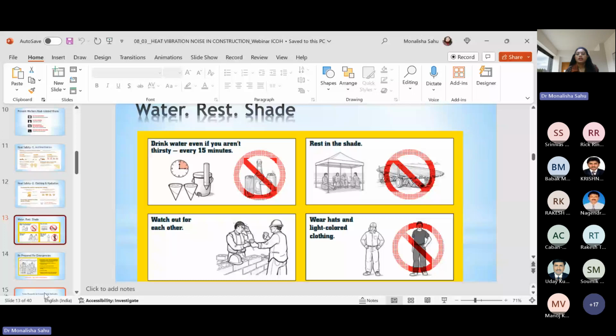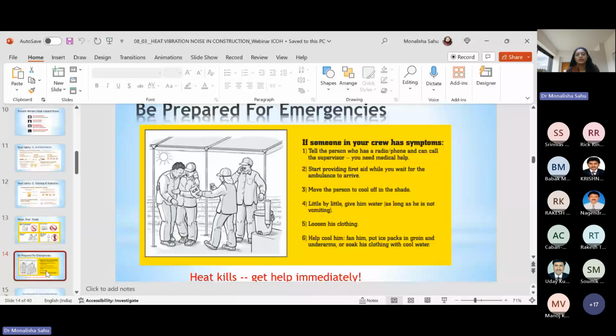And even after taking care of all these things, if somebody is facing severe symptoms due to heat, the management must be prepared for emergencies. The emergency number should be displayed, because in many countries there are different emergency numbers, and some industries collaborate with certain hospitals. So it should be displayed in the areas where it is easily accessible to workers.